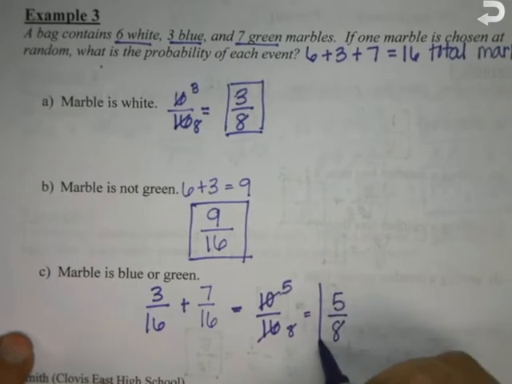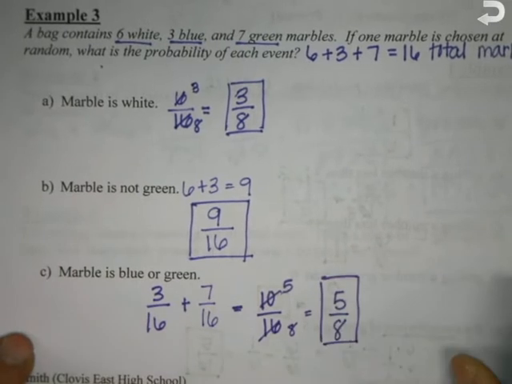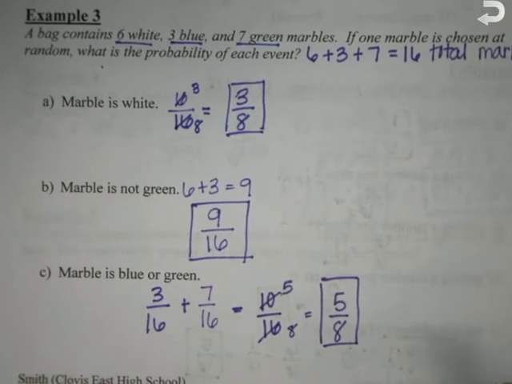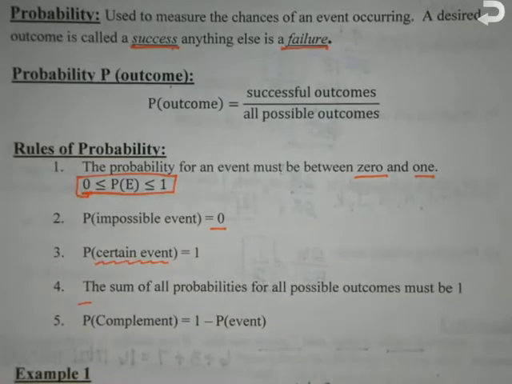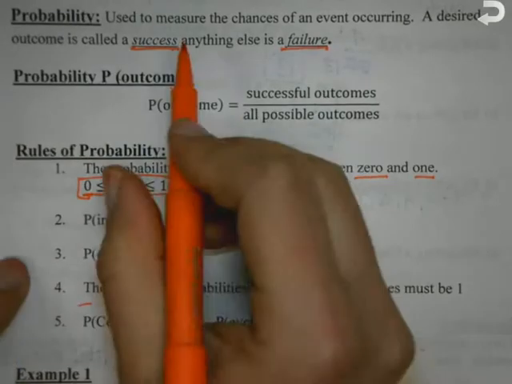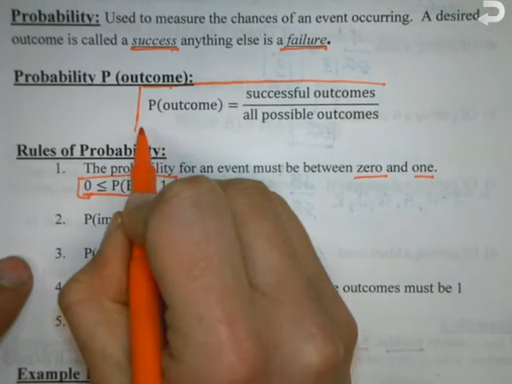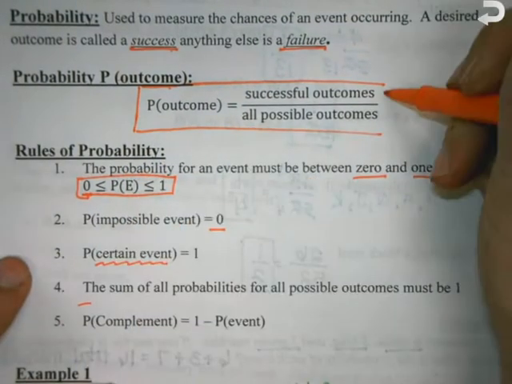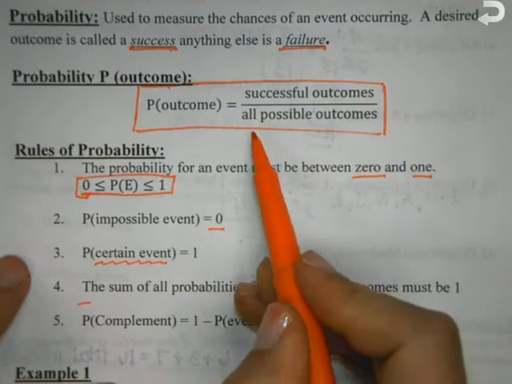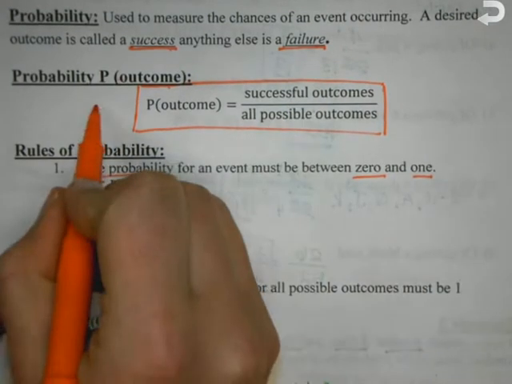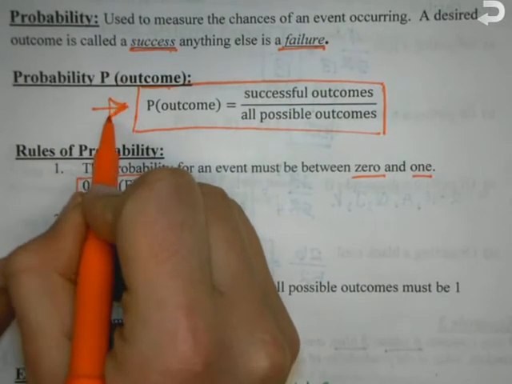So that is the probability of a single event occurring. Remember, we can find the probability of a single event occurring by taking the number of what would be considered successful outcomes and turning it into a ratio over the number of all possible outcomes. So this is another formula identity that we need to know regarding probability.